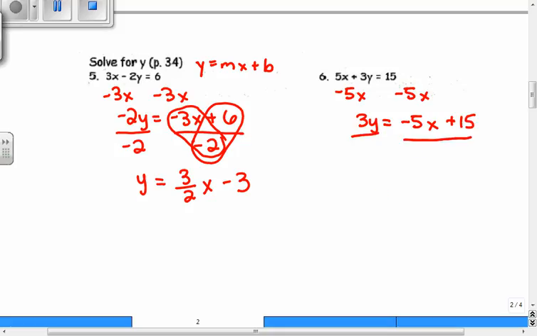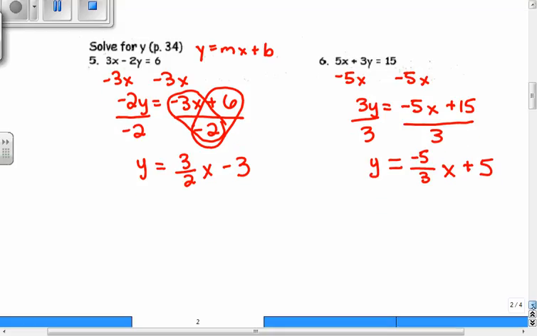Divide both sides by 3, because that 3 is being multiplied by the y. So we're left with y equals negative 5 over 3x. Then plus 15 divided by 3 is positive 5. So our final answer is y equals negative 5 over 3x plus 5.